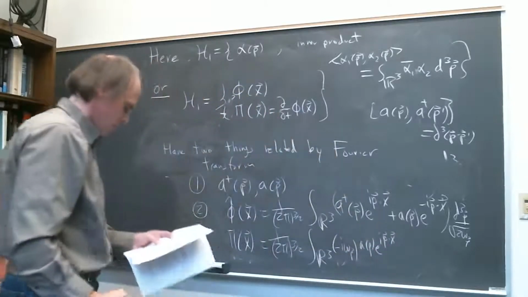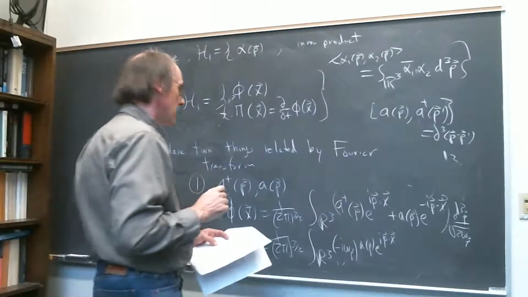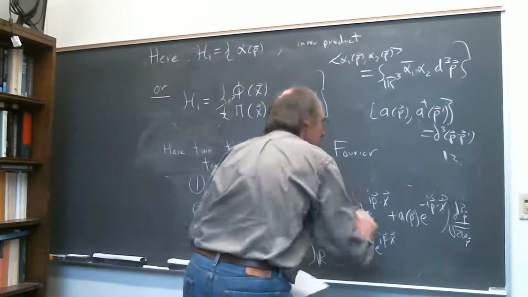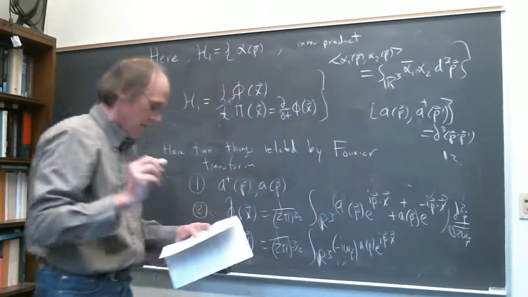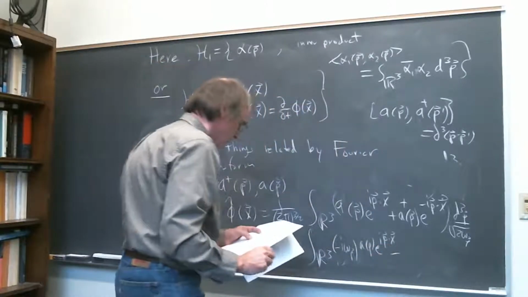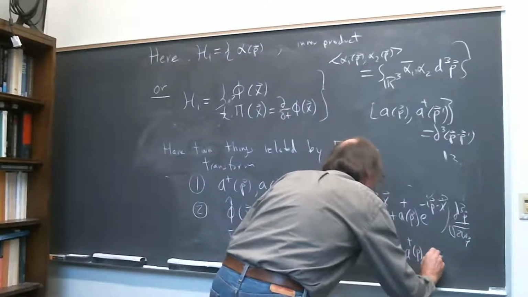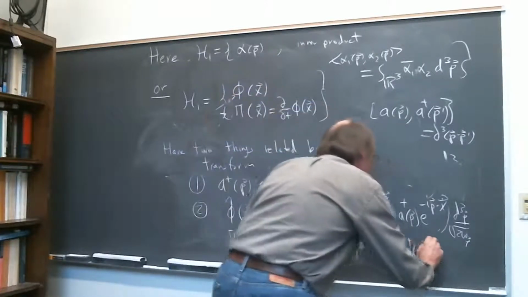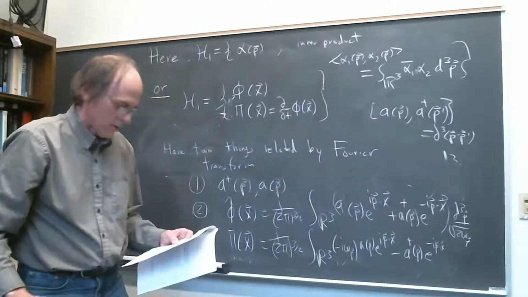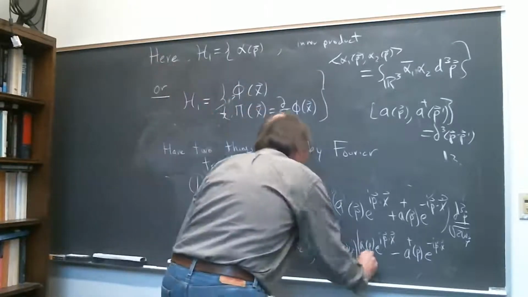Now I'm confusing myself. Did I do this right? Sorry. Yeah, sorry, this should be this. And then there's a plus or minus A dagger of P. Oh, okay. So the i omega P is the whole thing.